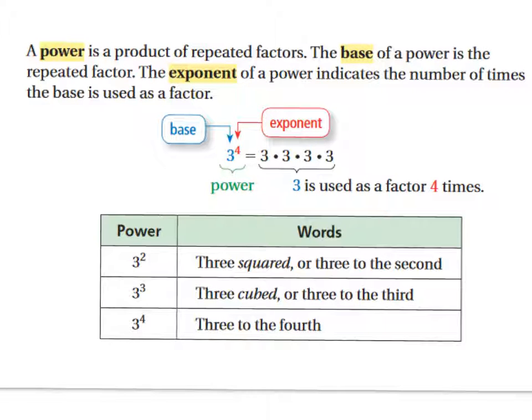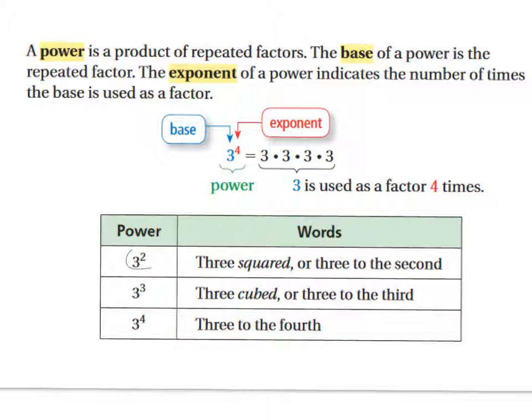A power is a product of repeated factors. The base of a power is the repeated factor. So in this case, the base is 3. The exponent of a power indicates the number of times the base is used as a factor. So the exponent is 4. And that is equal to 3 times 3 times 3 times 3, where the base 3 is repeated as a factor 4 times.